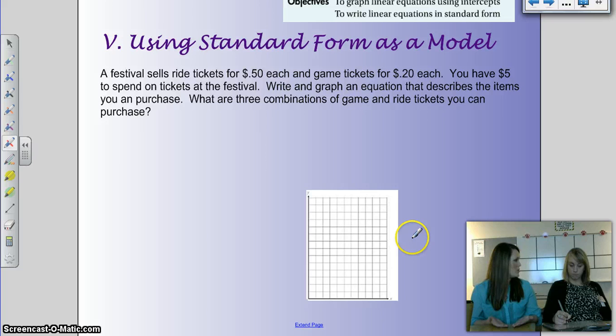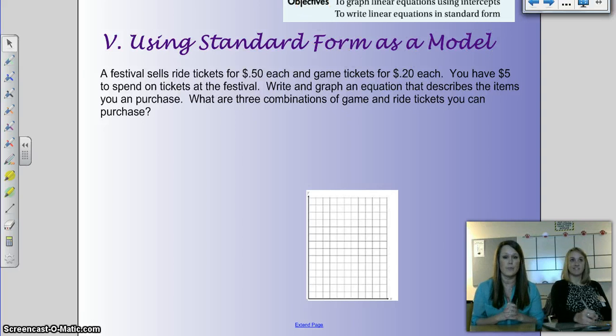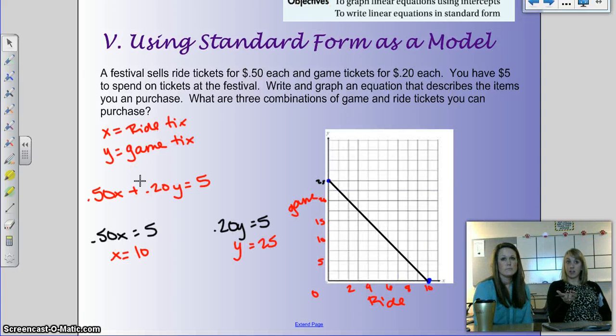Again, this is a similar situation. Why don't you go ahead and pause? We will come back with the answer in 1 second. Pause now. First we identified our variables. X is ride tickets and y is game tickets. Then we set up our equation, 50 cents per x and then y. So ultimately we have 25 games and 0 rides, or 10 rides and 0 games, or any combination in between.